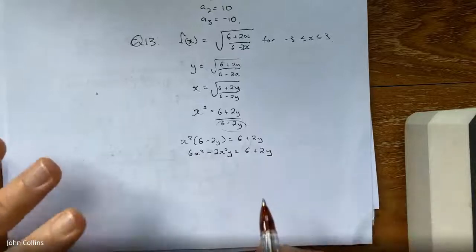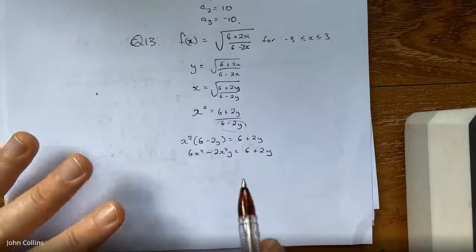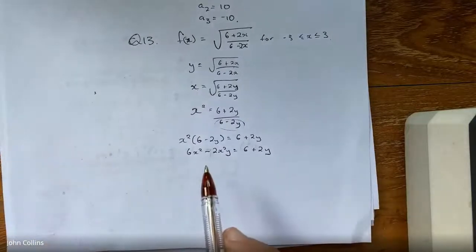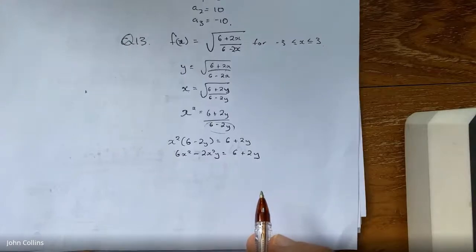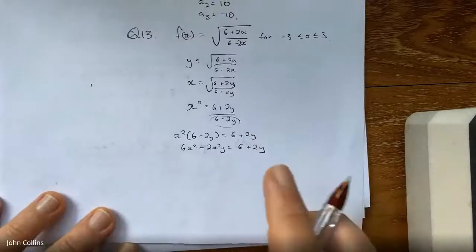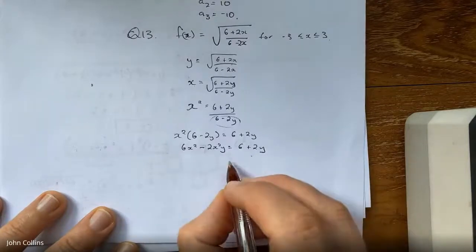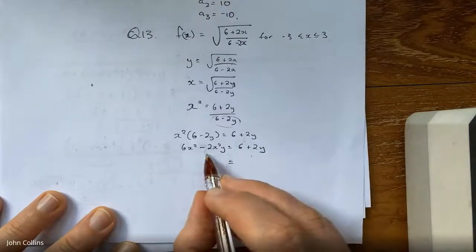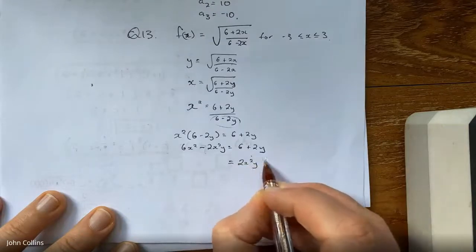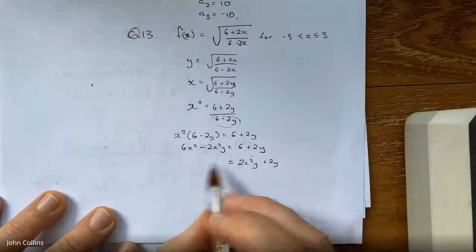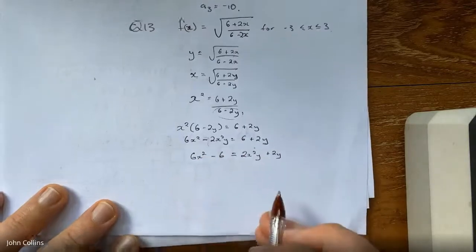All right, now we need to refocus. What do I need to get? I need to get y equals. So that means I group all y's on one side. Doesn't really matter which side. Well, because it's going to be positive y's, I'm going to group them on the right-hand side. So this is now going to add to this side. So I get 2x squared y plus 2y. And this is 6x squared, and this comes minus 6. Okay, hopefully we're happy with that.